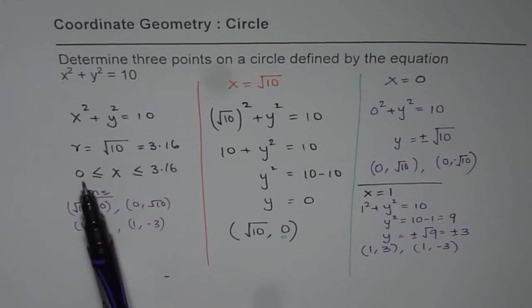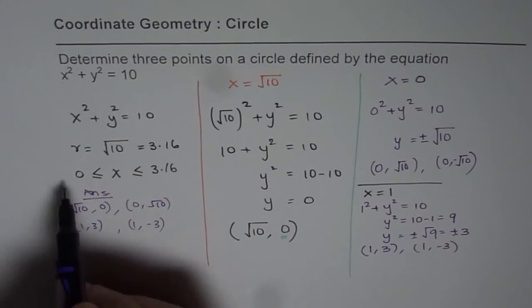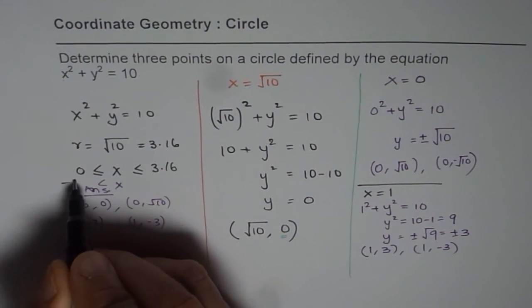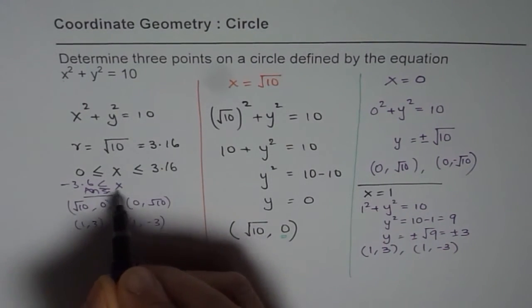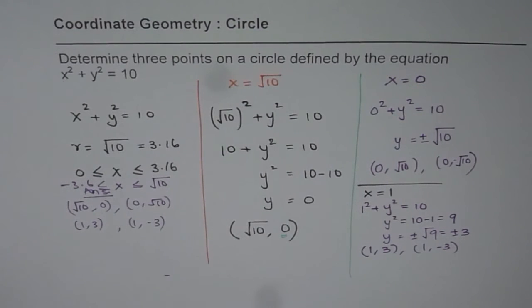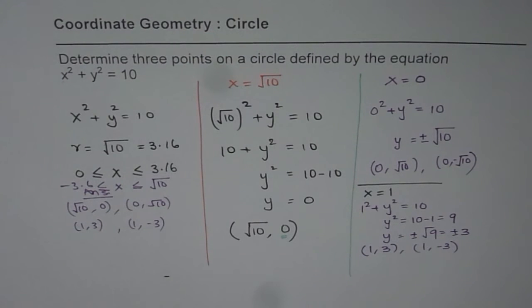The important criterion here is your restriction, right? I could have written plus and minus. x could actually be between minus 3.16, I should say minus square root of 10, and less than or equal to square root of 10, correct? Either way, that is the domain, or the possible values for x, and taking any value we can find different values of y. I hope that helps. Thank you.